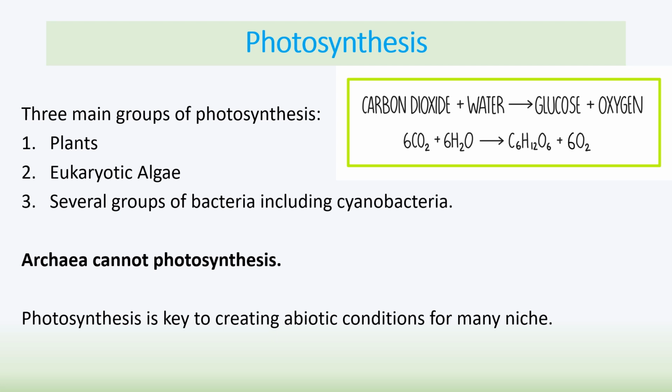Okay. Now photosynthesis is often vital in creating the biomes that we've just talked about, because they create the abiotic conditions needed for certain niches. So underwater, for example, photosynthesis absorbs carbon dioxide, preventing the water from getting too acidic, and releases oxygen, making the other organisms able to respire.